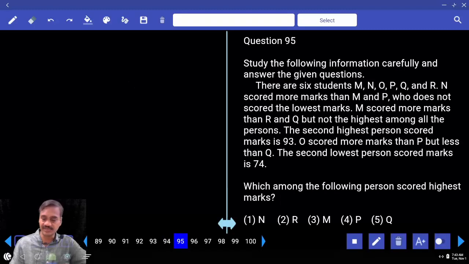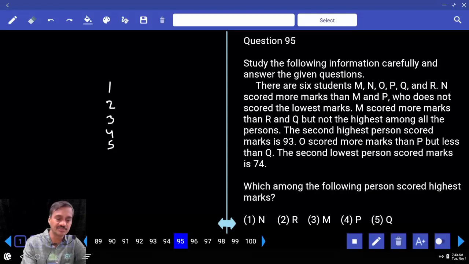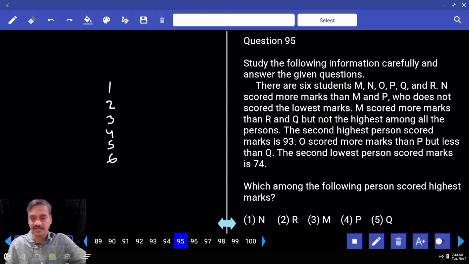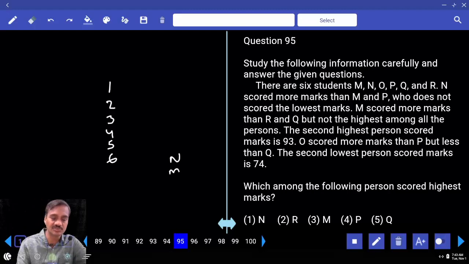Then 95 to 97. Now here in this one there are some 6 persons, 1, 2, 3, 4, 5, 6. Now these 6 persons are being compared in the number of marks they have achieved and scored. N got more marks than M and P.